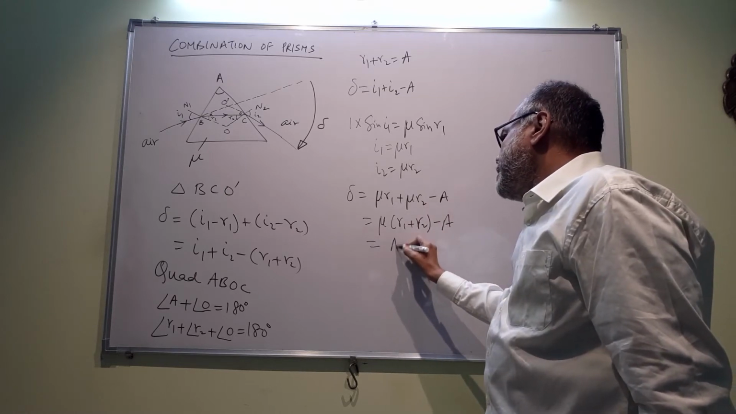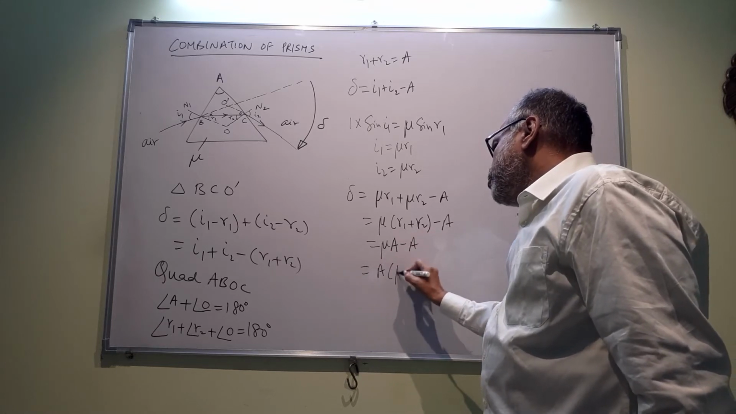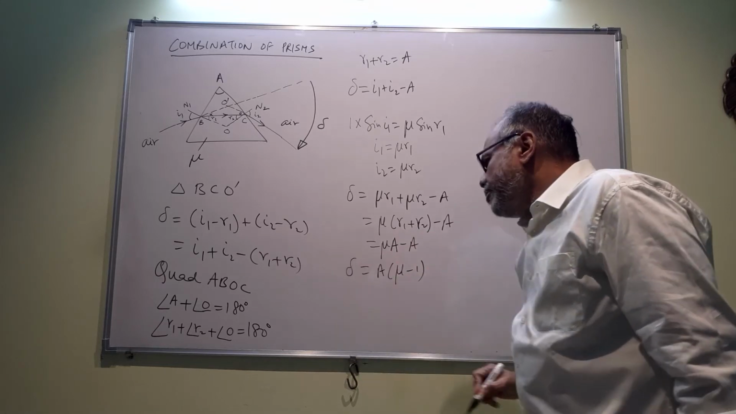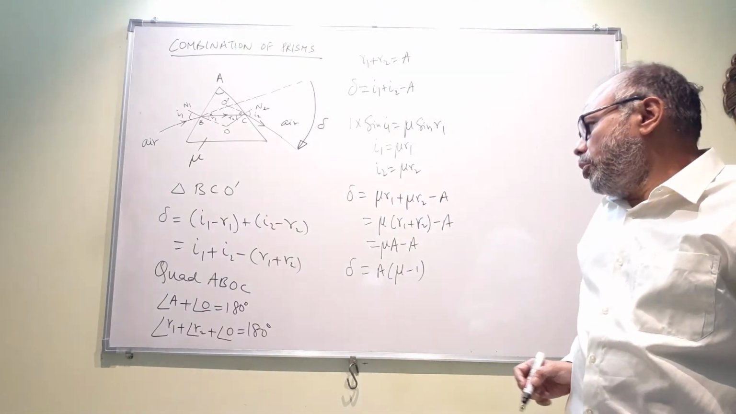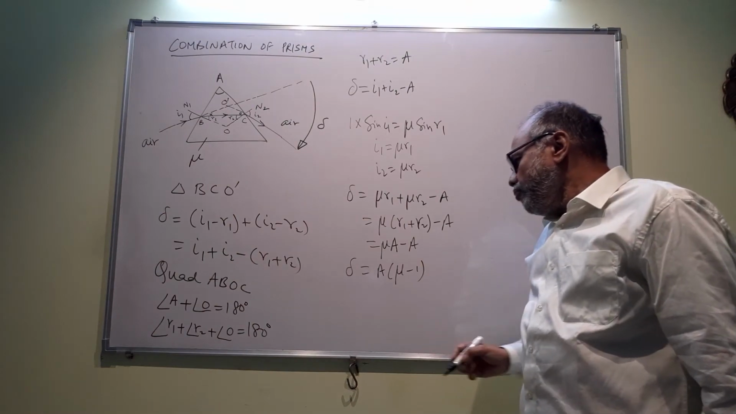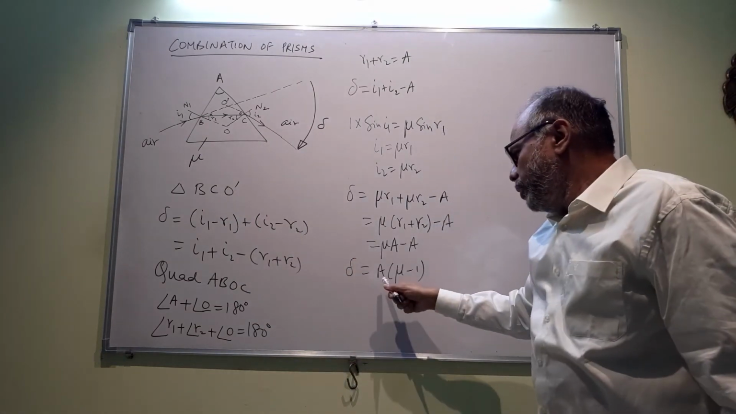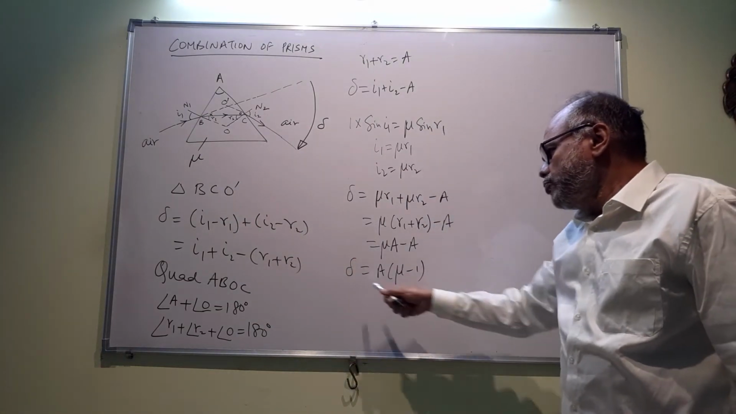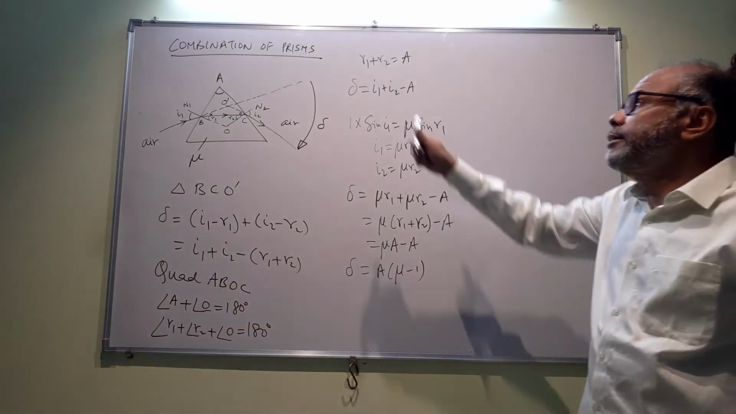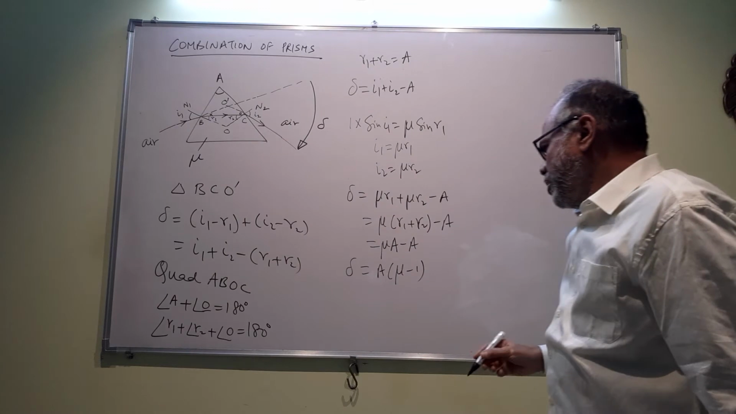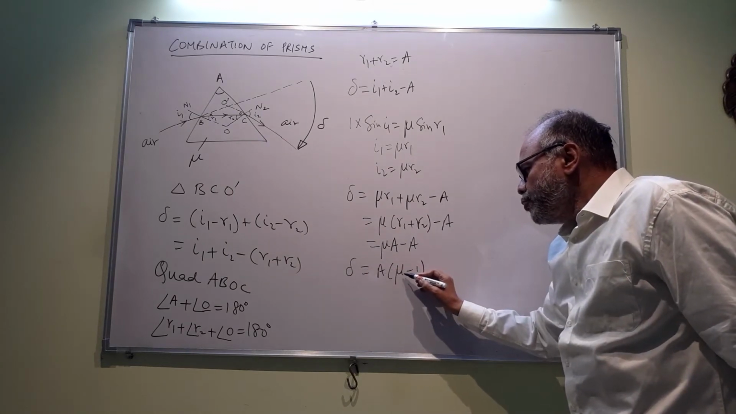R1 plus R2 is A. So I'll get mu A minus A, or A into (mu minus 1). So this is the approximate deviation when the angle of incidence is small. The angle of the prism is also assumed to be small. A is also assumed to be small. So the deviation will be a small value in the case of small angle prisms. Now, this deviation is a function of mu.